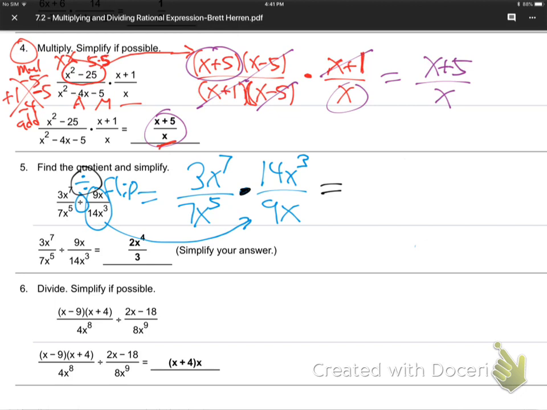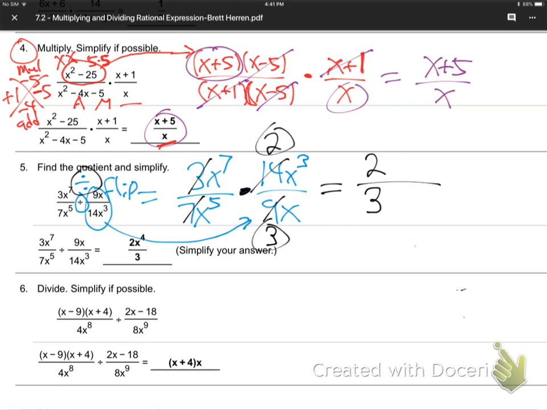Okay, now, what are we allowed to do now? Again, we're allowed to cross cancel when you're multiplying fractions. 7 goes into 14 2 times. 3 goes into 9 3 times. So we're left with a 2 on the top and a 3 on the bottom. All the other numbers are canceled.